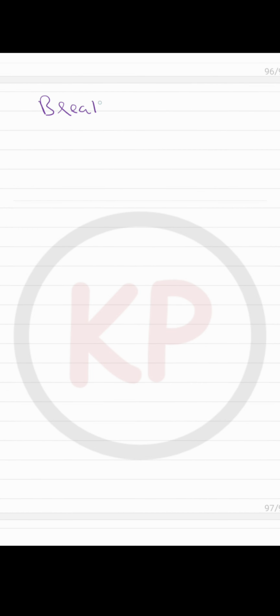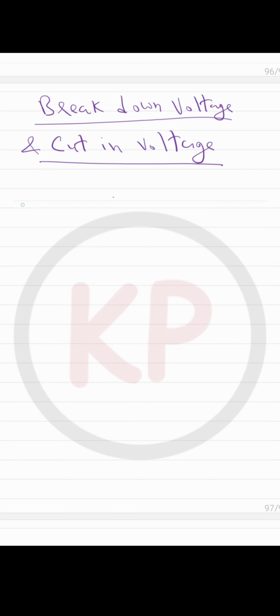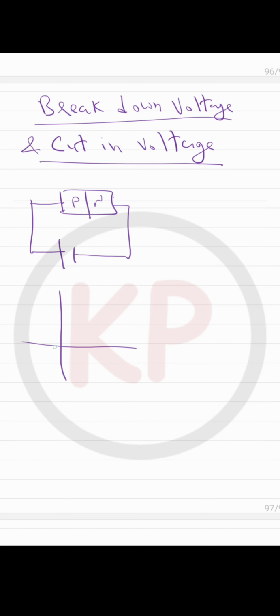Breakdown voltage, and also cut-in voltage. Both have the same unit and dimensions. Let's see first what cut-in and breakdown voltage are. Suppose this is a P type semiconductor and this is an N type semiconductor. When P is connected with positive and N with negative, for a very small value of voltage the current will start flowing. That little value of voltage is called the cut-in voltage.